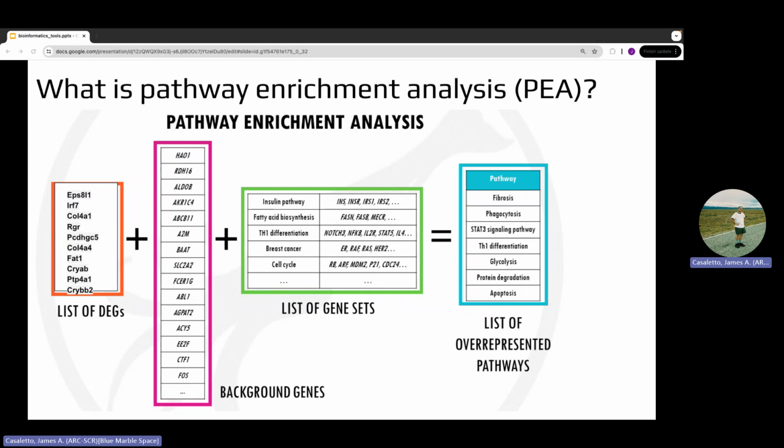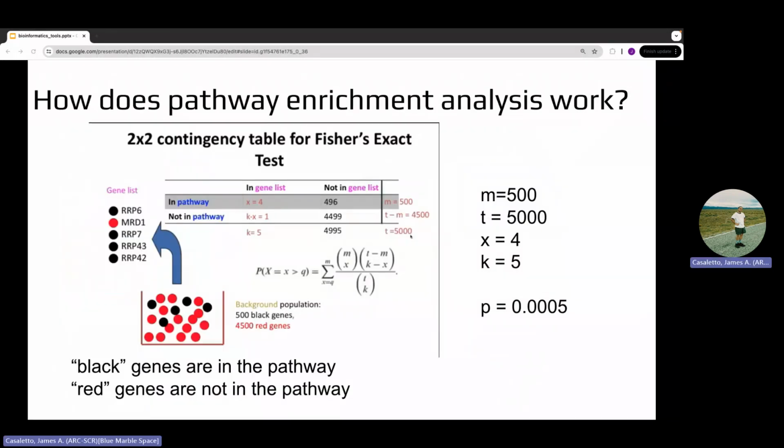Pathway enrichment analysis then determines if your list of differentially expressed genes is enriched in any of the gene sets to find overrepresented ones. These overrepresented pathways then are putative processes that are either switched on, upregulated, or switched off, downregulated in your samples. How does pathway enrichment analysis work?